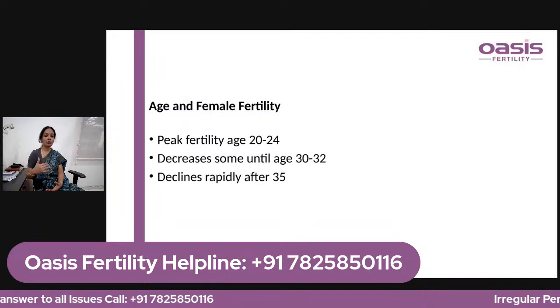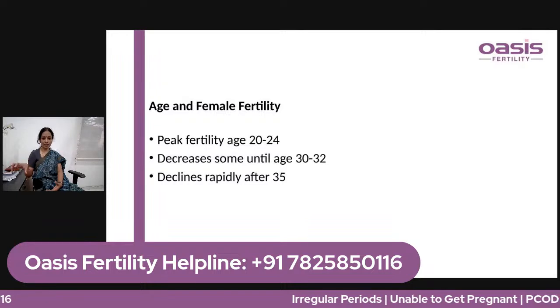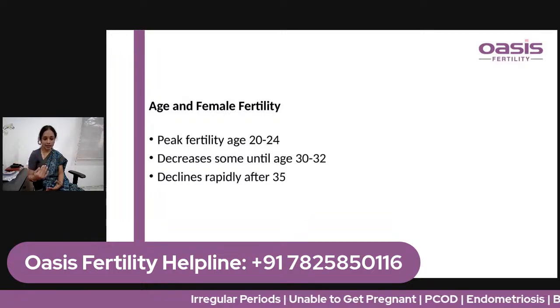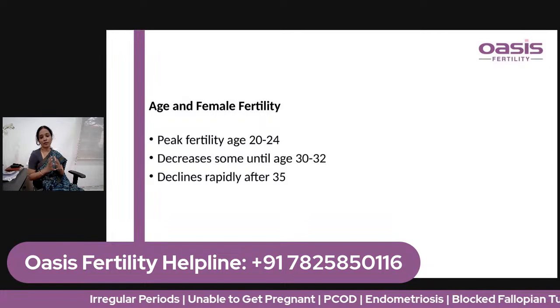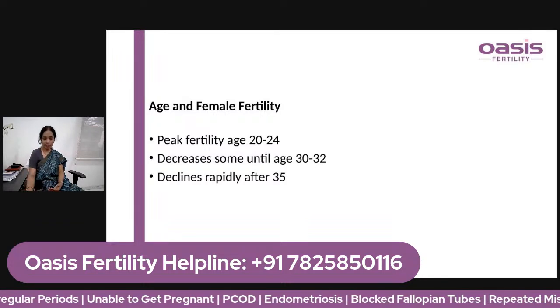There is a speed up in the process that the eggs are undergoing. So what we understand is there is a rapid decline in a woman's fertility after the age of 35 years.